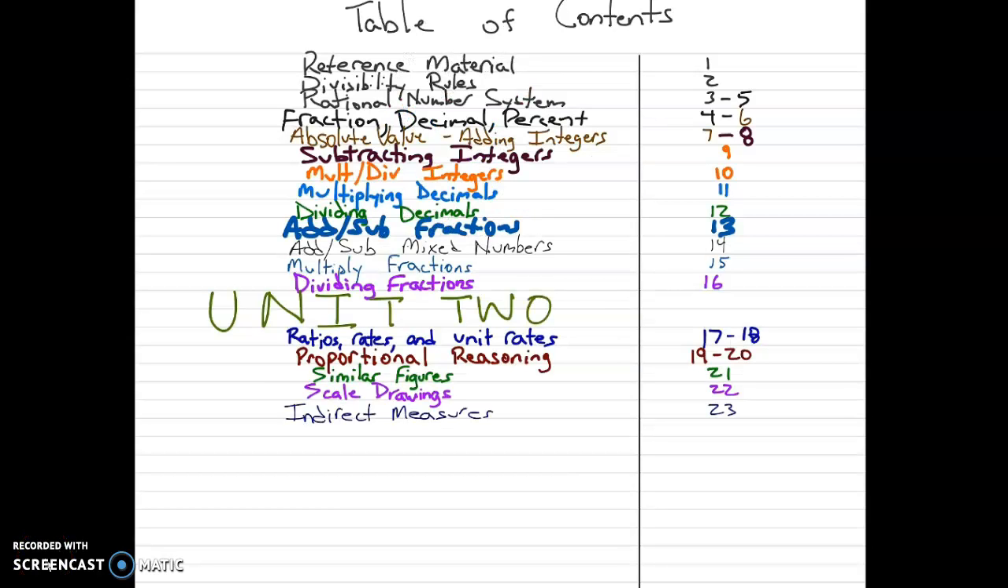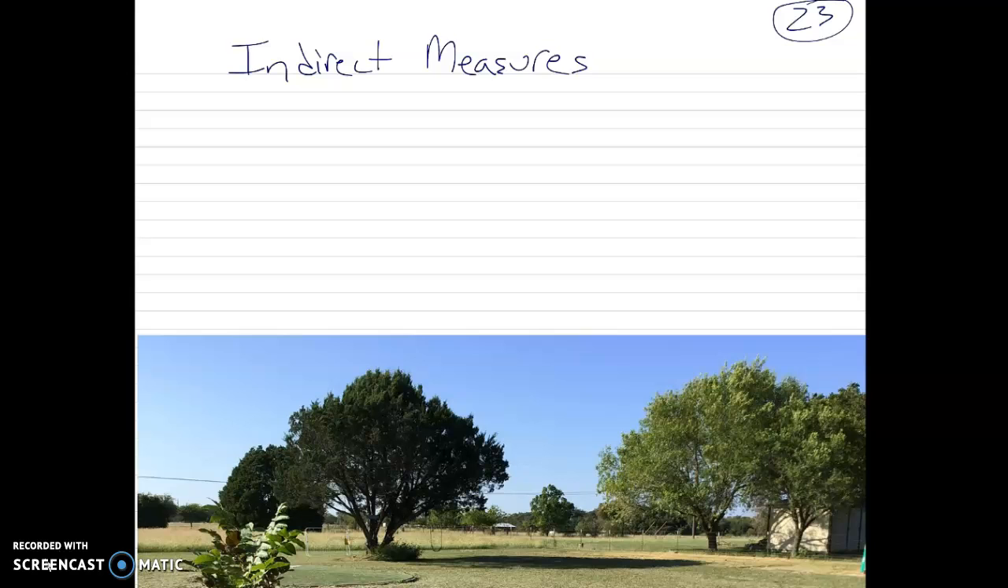Now we're talking about indirect measures. It's going to take one page. Goes along with ratios, rates, unit rates, proportional reasoning, similar figure scale drawings, and indirect measures. That is your title. Remember that you can pause, stop, fast forward, rewind, whatever you need to do at any point. There we go. Alright, that is your title also.